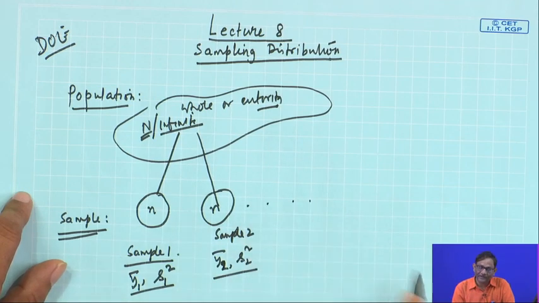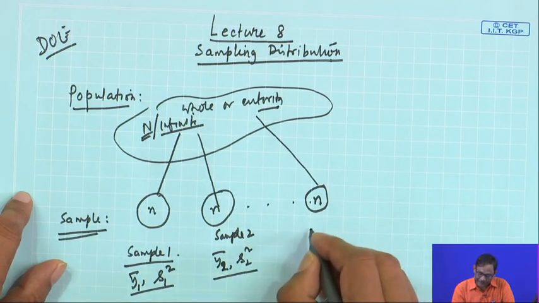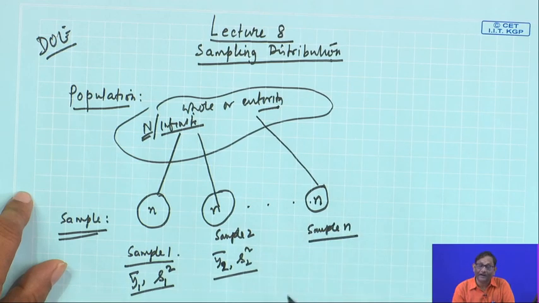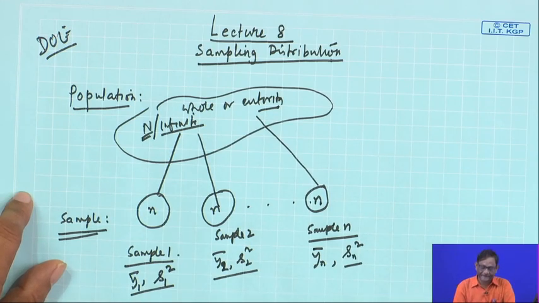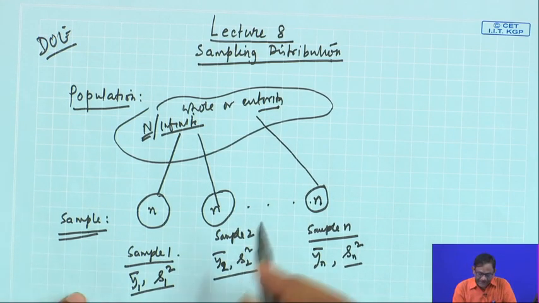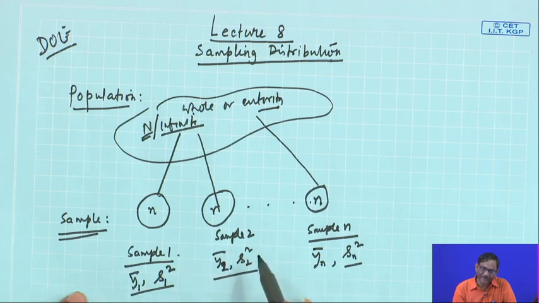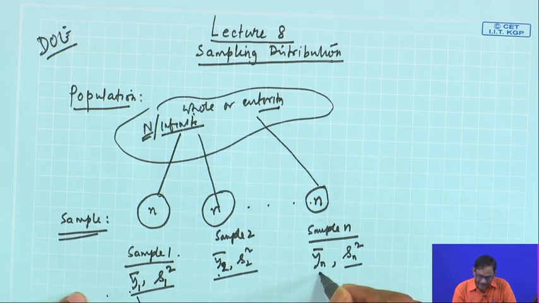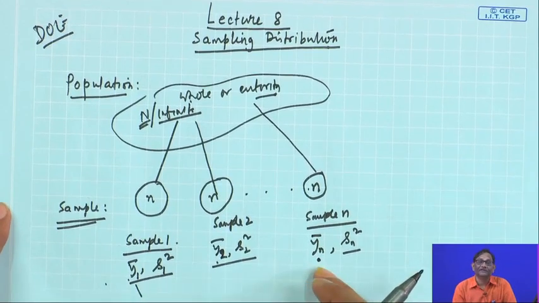In the same manner, you can go for n number of samples, with yn bar as the sample average and sn square as the sample variance. Essentially, if you collect different samples from the same population, the sample statistics will change. If the sample statistic is the sample average y bar, then y1 bar, y2 bar and yn bar will be different, and their values are not known in advance. They follow a certain distribution.